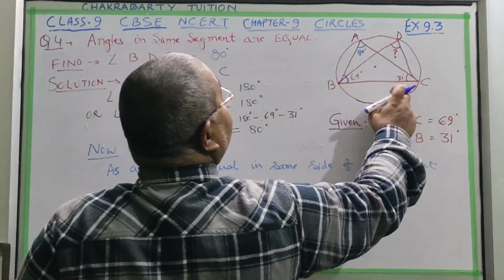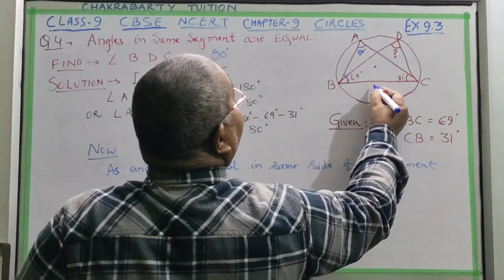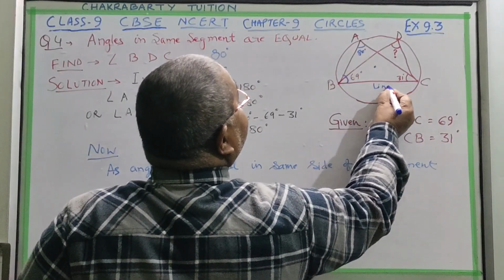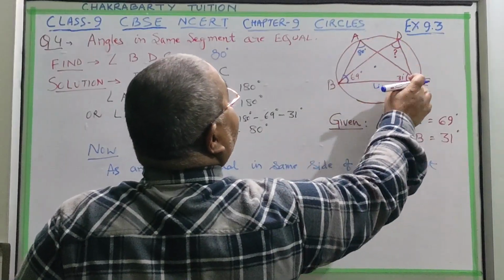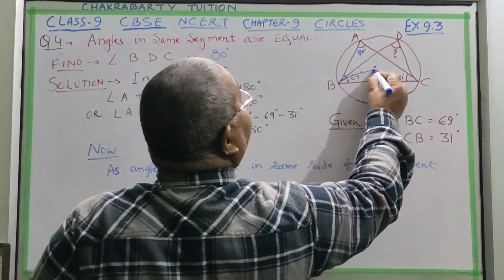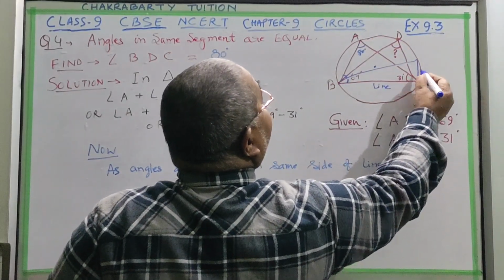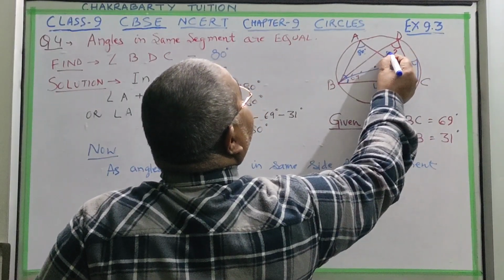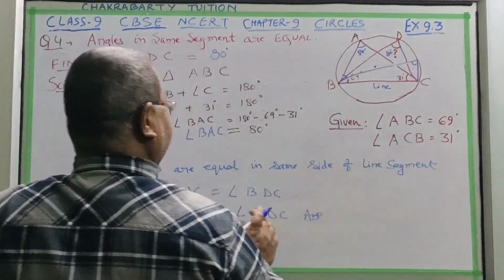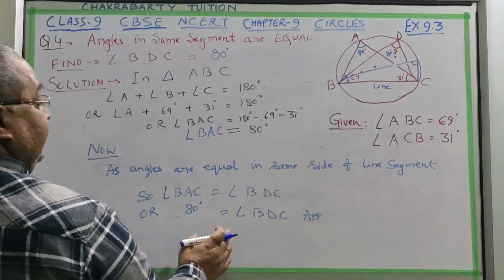But B and C should touch, because this is the line side. This is the line. Line BC is the line. So on this line, if you touch any point, suppose you make an angle like this also, it will also be 80 degrees. So here it is 80 degrees. It will also be 80 degrees. So here 80 degrees is the answer.